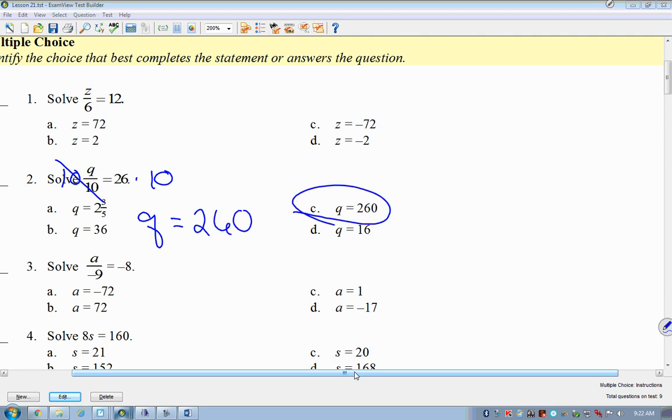Whenever I multiply something by 10, I just add 0 to the end, correct? All right.